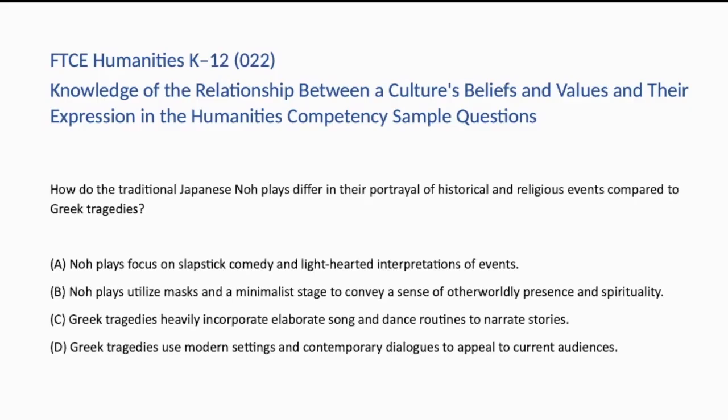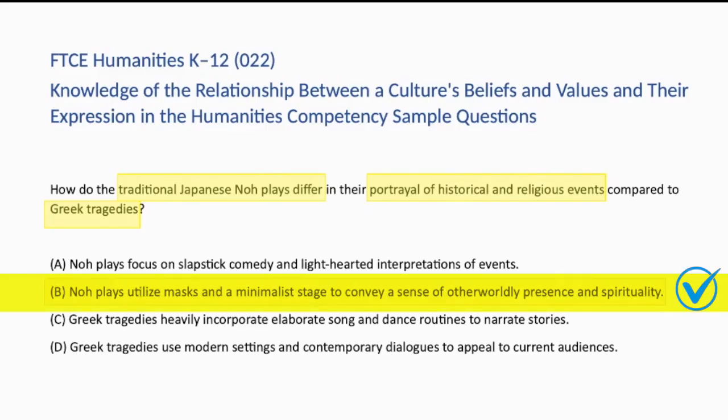So we're looking for the major difference between how Japanese Noh plays and Greek tragedies portray historical and religious events. A. Instead of focusing on slapstick comedy and light-hearted interpretations of events, Noh plays focus more on the supernatural and traditional Japanese literature. Let's look at C. Both Noh plays and Greek tragedies incorporate song and dance to narrate stories. D. Greek tragedies, as well as Noh, mostly drew from legends, myths, and traditional stories for settings and dialogue, instead of using modern and contemporary. The correct answer is B.